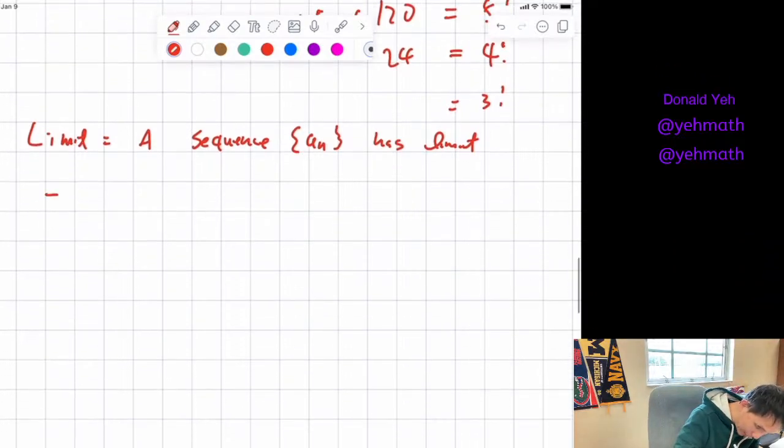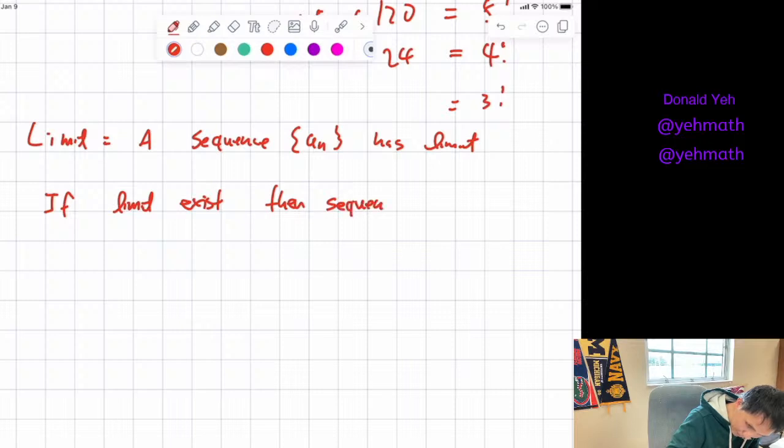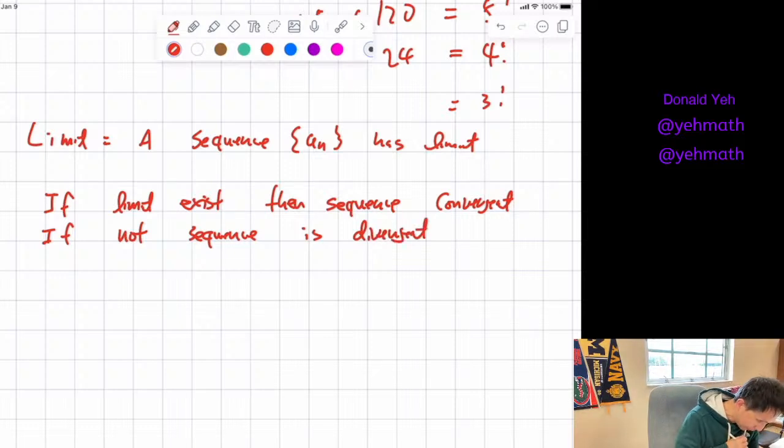So if the limit exists, then the sequence is convergent. If not, then the sequence is divergent. And we're going to talk about what kinds of divergence there are. But let's start by talking about properties first.